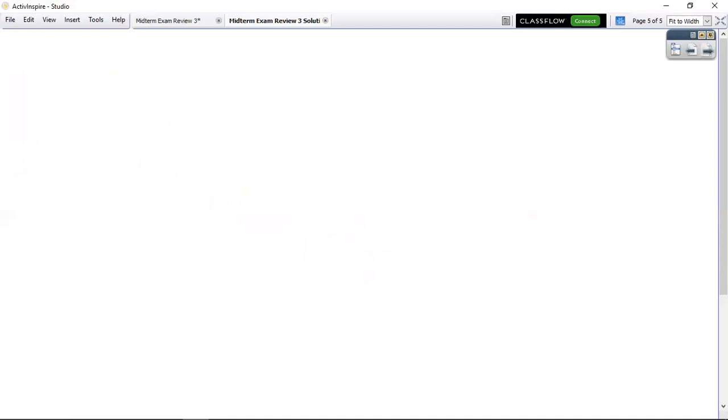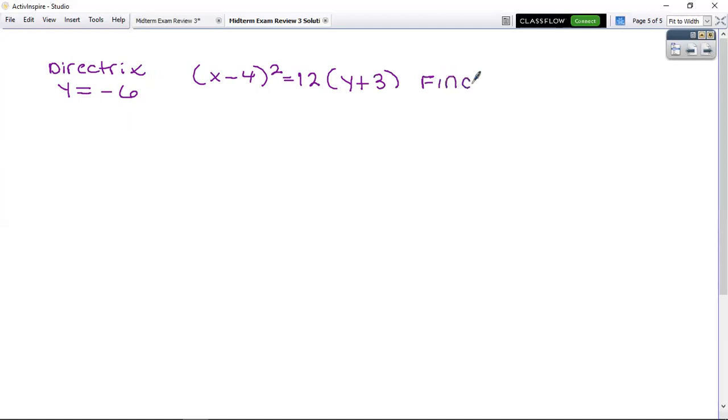Let's say you have the directrix of a parabola is y equals -6. And I'm going to tell you this: x minus 4 squared equals 12, y plus 3. So that's your equation. And I want you to find the focus point. I did give you a graph to do these type of questions so that you can do this accurately. I think that helps tremendously.